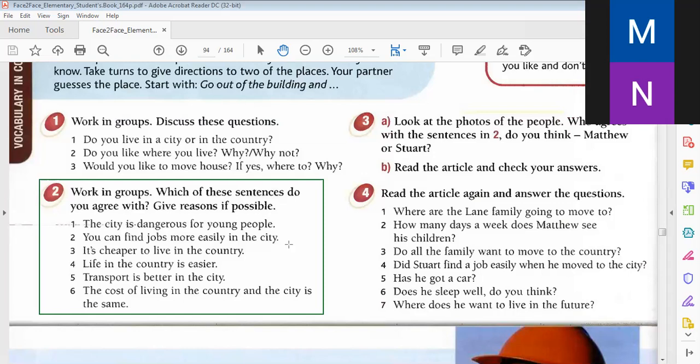What do you think about this one, Rana? Do you think this is true? Life in the country is easier than the city, or do you think it's harder? It's harder. Why? Why do you think it's harder?